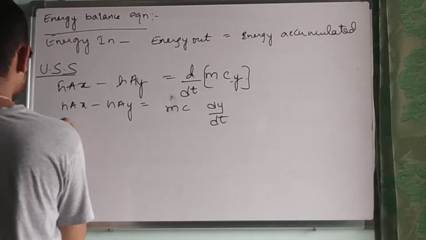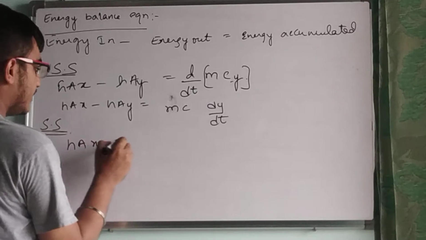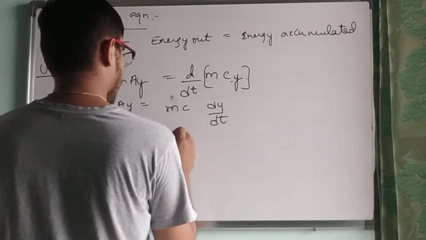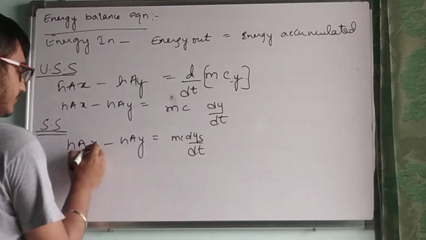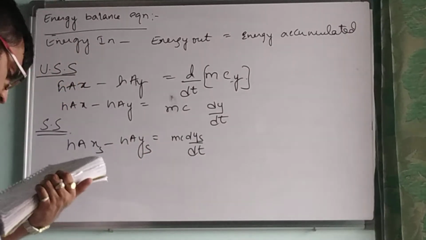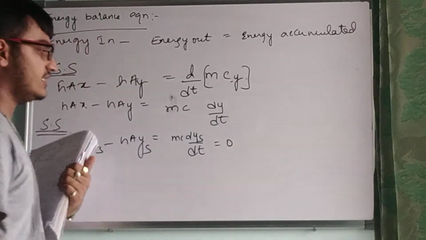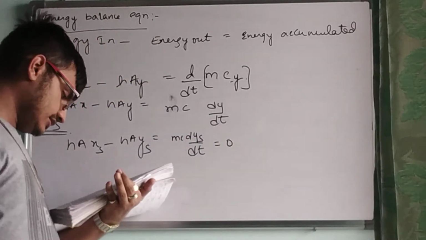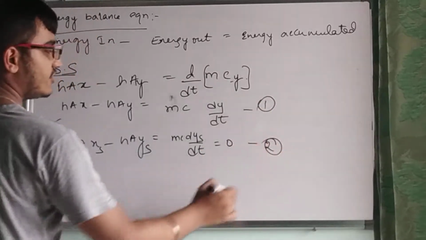And at steady state, HAXS minus HAYS is equal to MC dYs by dt at steady state. XS, YS at steady state, right? Which is generally 0. Accumulation at steady state will be 0, right? Generally 0. So now you consider this as equation 1 and this as equation 2.